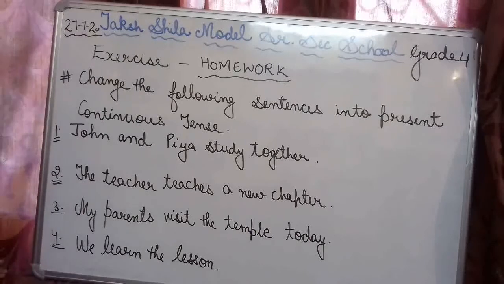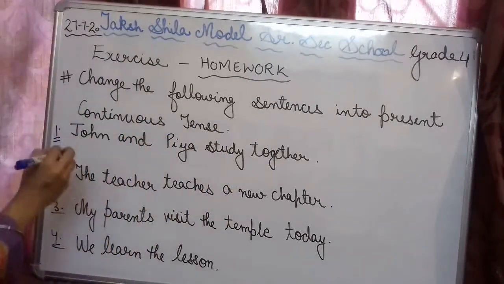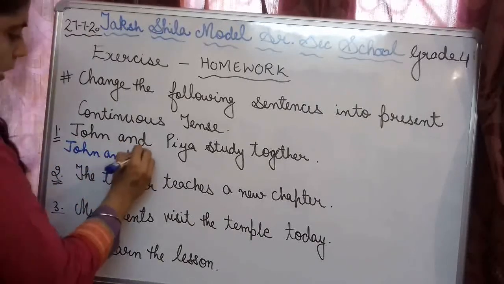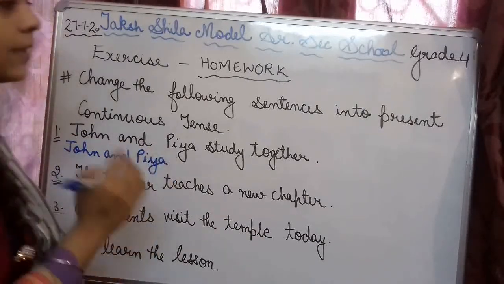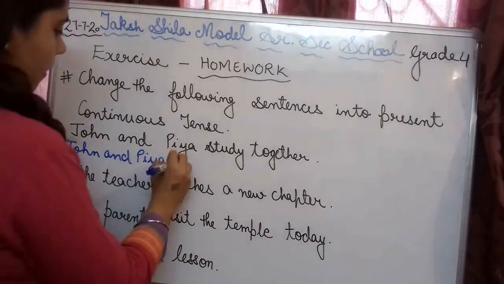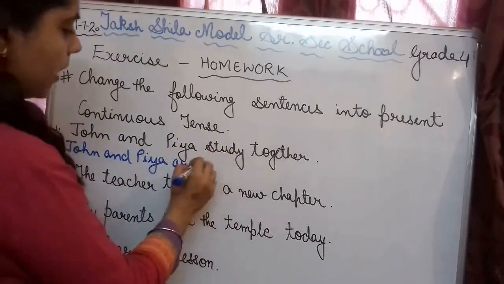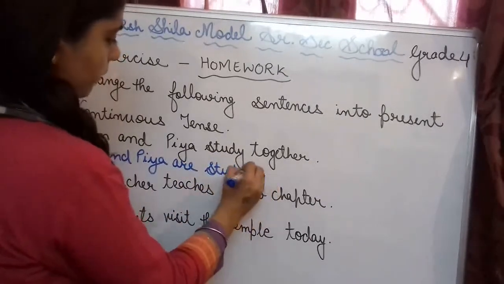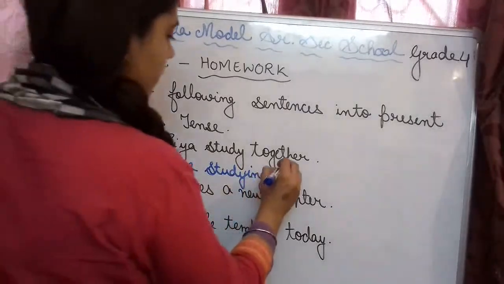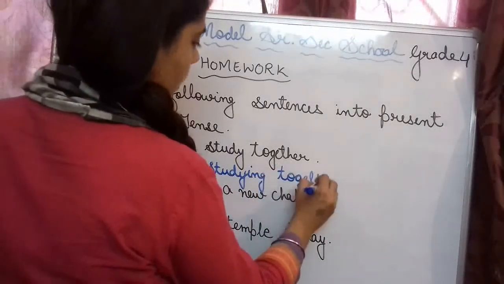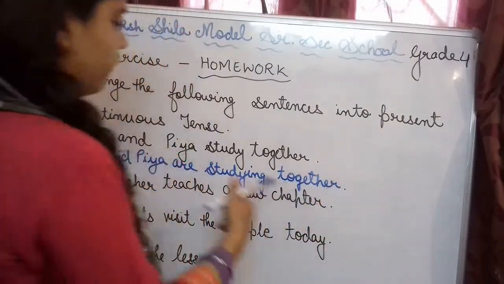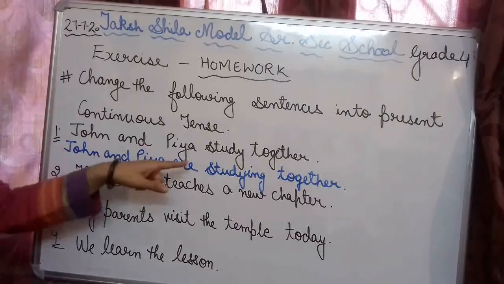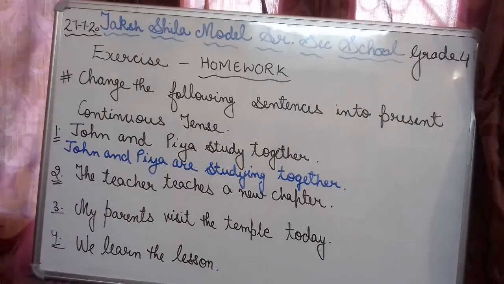So what subject is given to us? We have to just add ing. John and Pia. Here two subjects are given, so we are going to use are. And then the verb, the first form of verb is study. So studying together. Right? If we have to make the same sentence negative, how are we going to make it? John and Pia are not studying together.